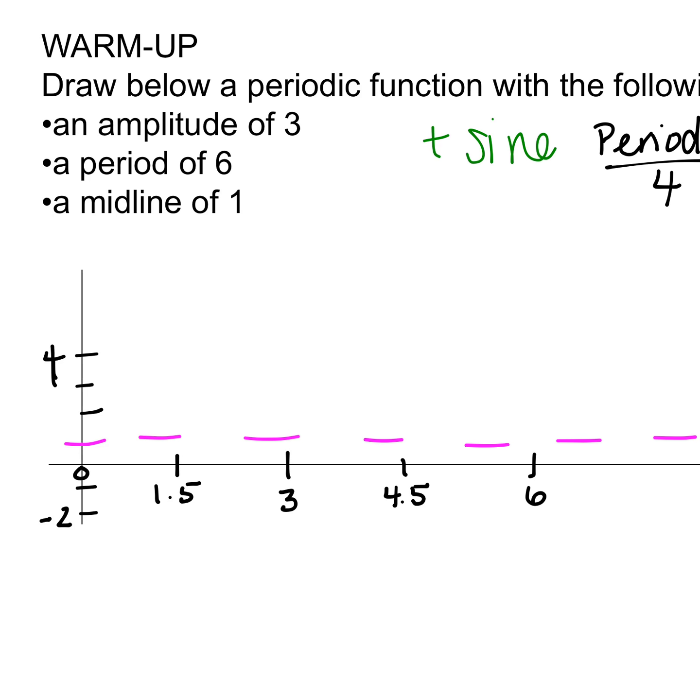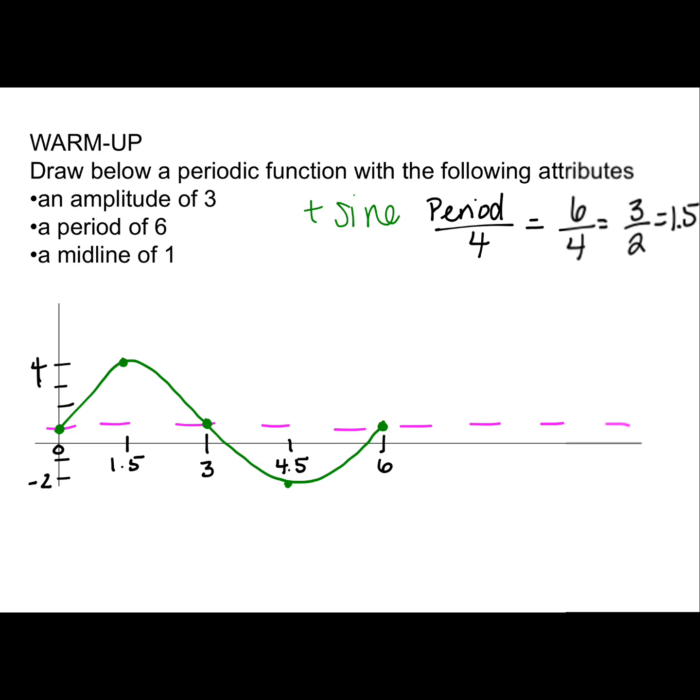Okay, so we assume that it's going to be a sine graph, and positive, so that means we have to start at our midline. Sine starts at your midline. And if it's positive, that means at 1.5, we're going to be at our highest, at 4. And then what about at 3? We're going to be back at our midline. 4.5, where are we going to be? At our min. And then 6, we're going to be back at our midline. And so now we just connect the dots. And we're done. So that kind of just reminds our brains of how we graph these periodic functions.